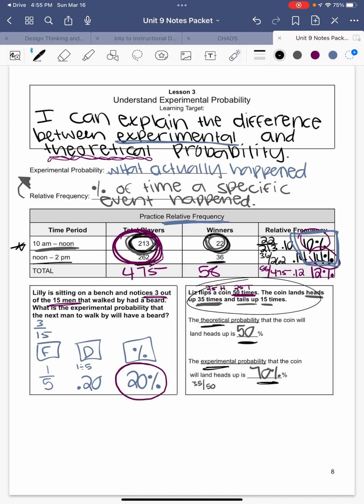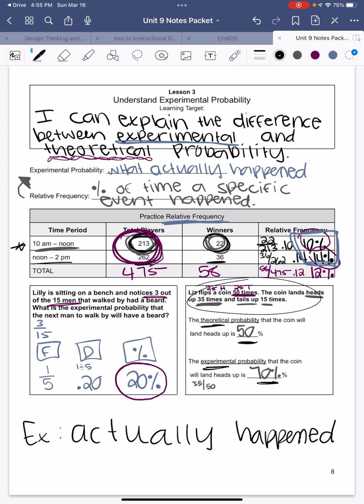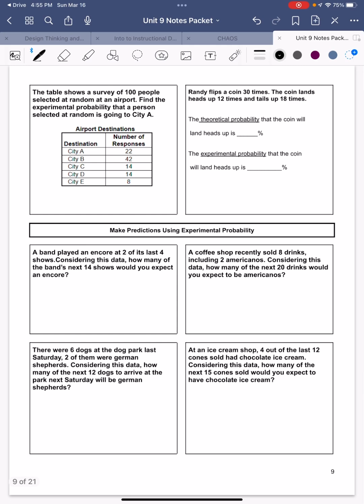If you want to make a quick note here, experimental, what we're talking about today, is what did happen or what actually happened. And then theoretical is what we have been talking about. That's what should happen, or maybe what we would expect to happen. So once you've got everything filled in on page 8, flip it over. We're going to go through some examples here on page 9.